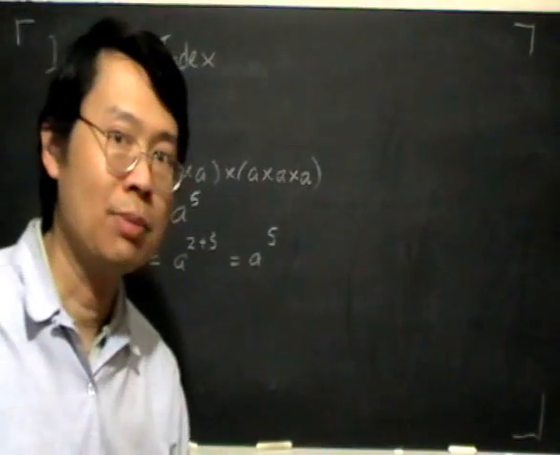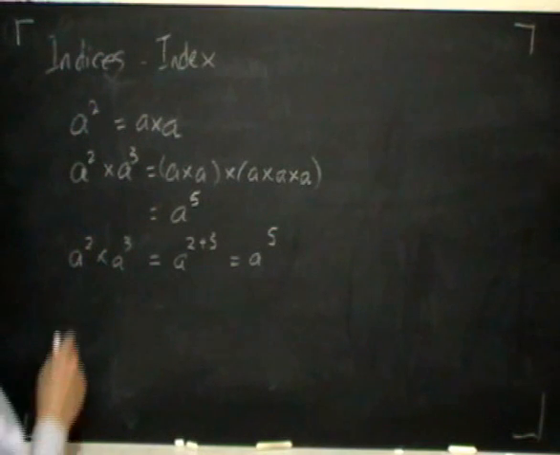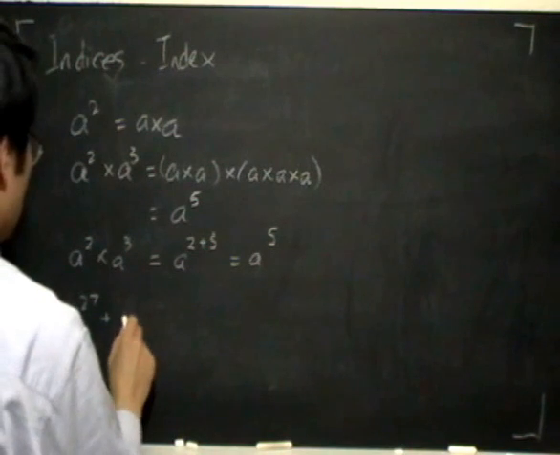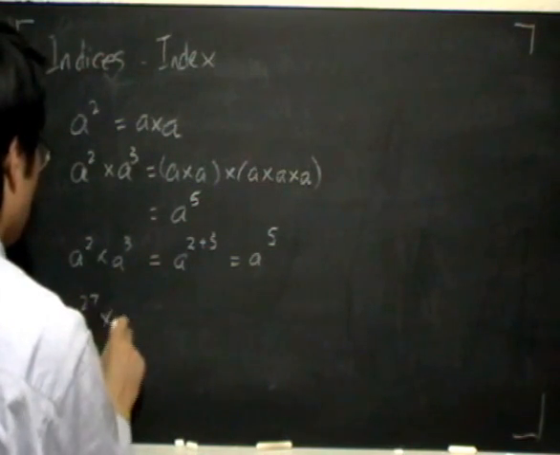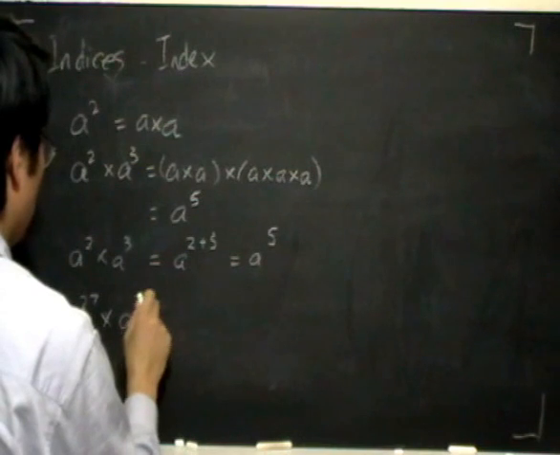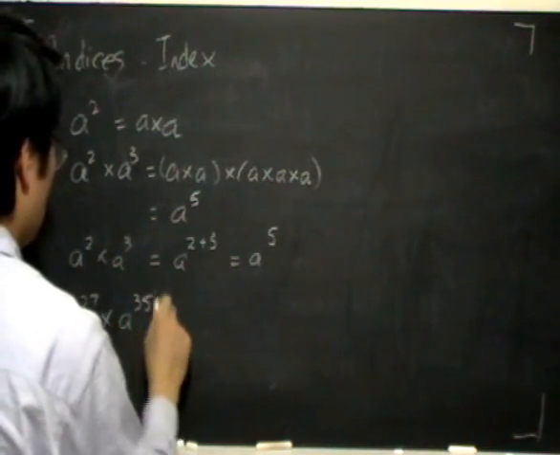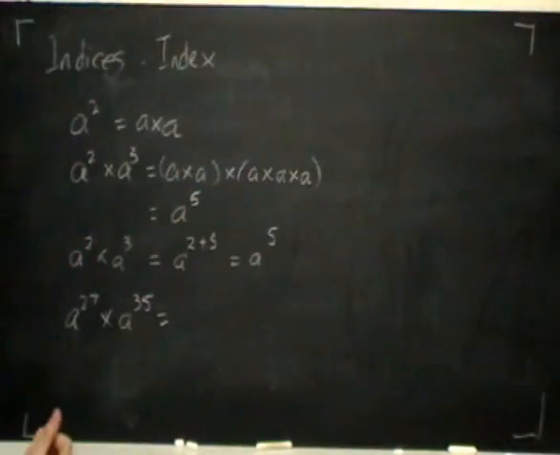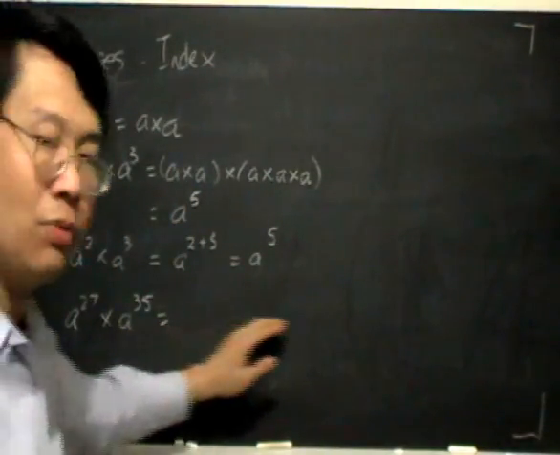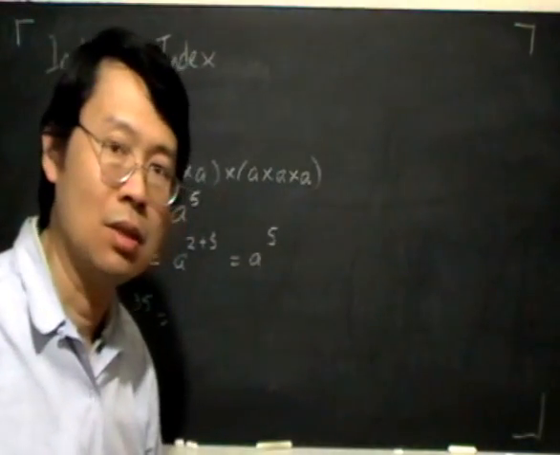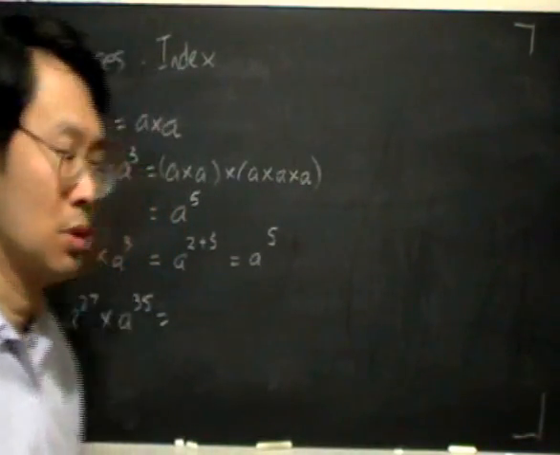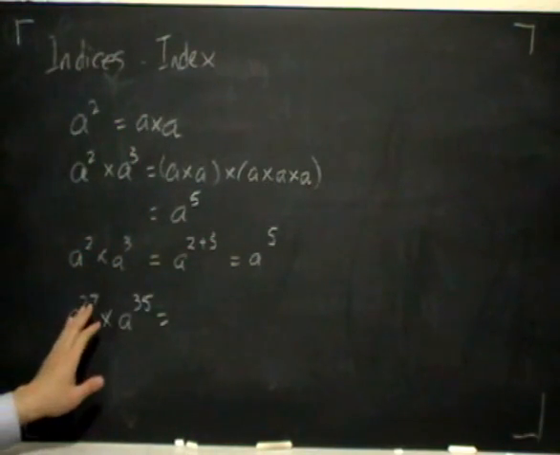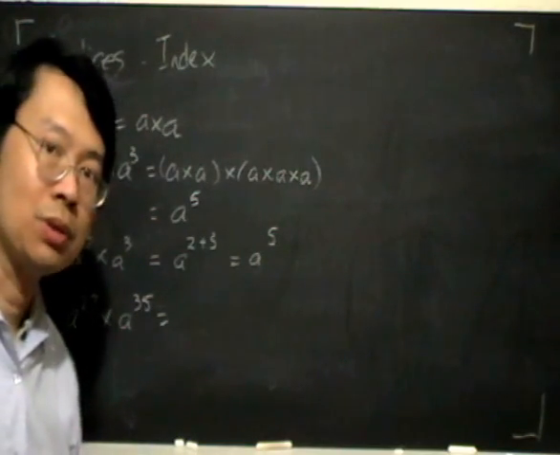So let's make up something difficult, like a to the power of 27 times a to the power of 35. Now that's a very large power. If I have to write out all the factors, that would take a very long blackboard. But I don't have to. I know that I just have to add up the powers.